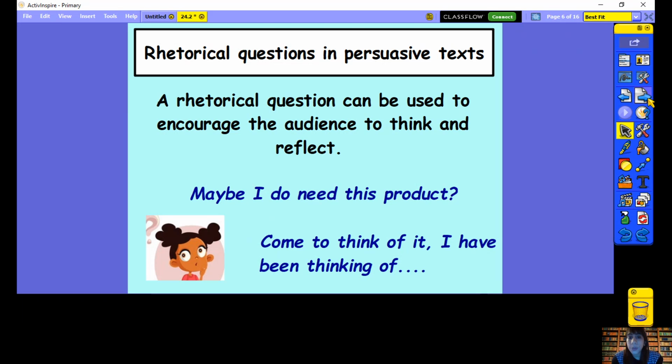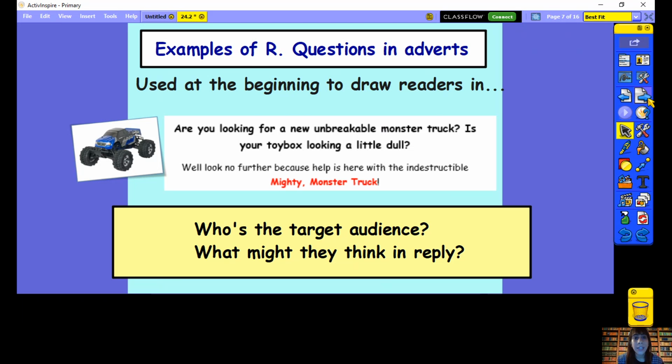So if we use a rhetorical question to persuade somebody to try and buy something, we want them to start thinking things like, maybe I do need this product. Oh, come to think of it, I have been thinking of something related to what the product is. So let's look at some examples that will probably explain it a bit better than me. So they are used at the beginning of a persuasive advert to draw the reader in.